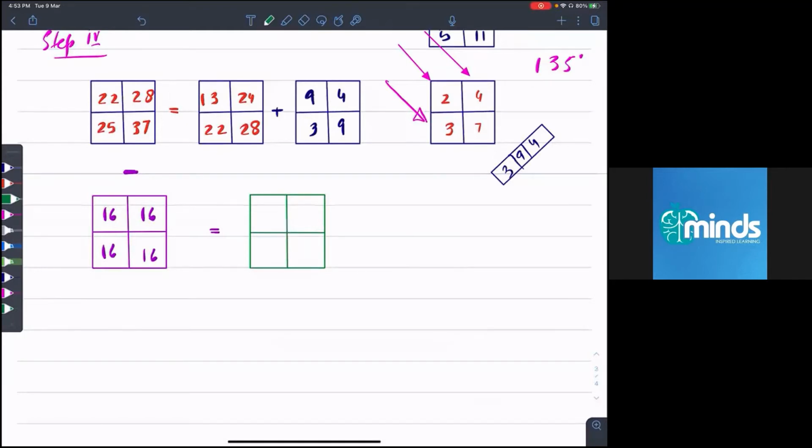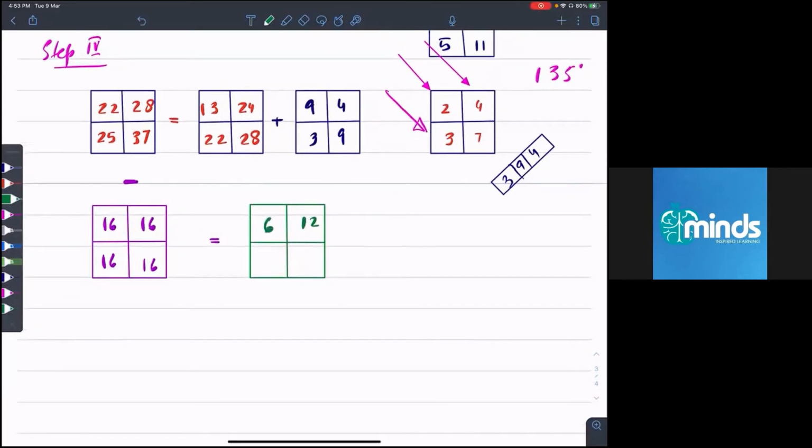So if I start subtracting, 28 minus 16, what will we be getting? 12. 22 minus 16 is 6. 25 minus 16 is 9. And 37 minus 16 is 21. What I have done, the last voxel that we have in memory, we subtract the background voxel from it. We got 6, 9, 12 and 21.